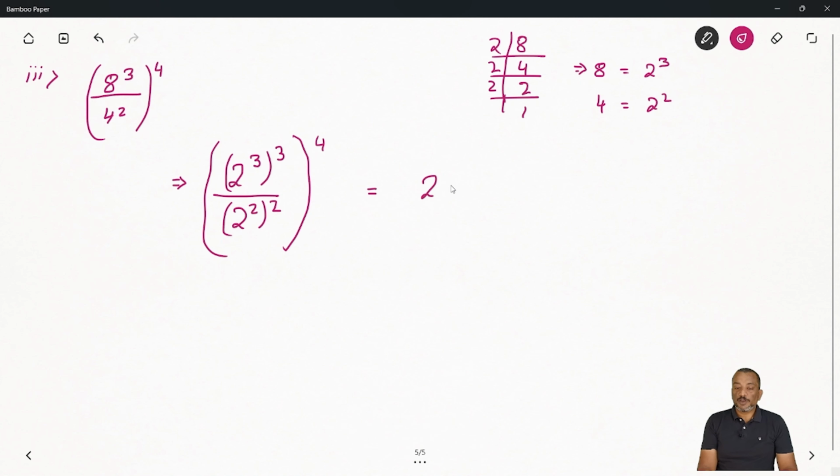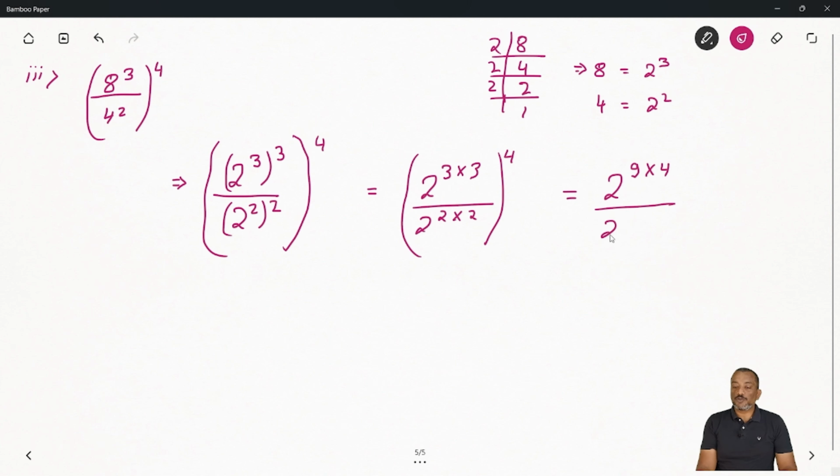So you can say 2 raised to the power 3 times 3, and in the same way 2 raised to the power 2 times 2, and the whole exponent having power of 4. After that we can say 2 raised to the power 9 multiplied with 4. Now 2 raised to the power 2 times 2 is 4, and 4 is multiplying with 4. So how much will you get here? 2 raised to the power 9 times 4, you will get 36. And 2 raised to the power 4 times 4, you will get 16.